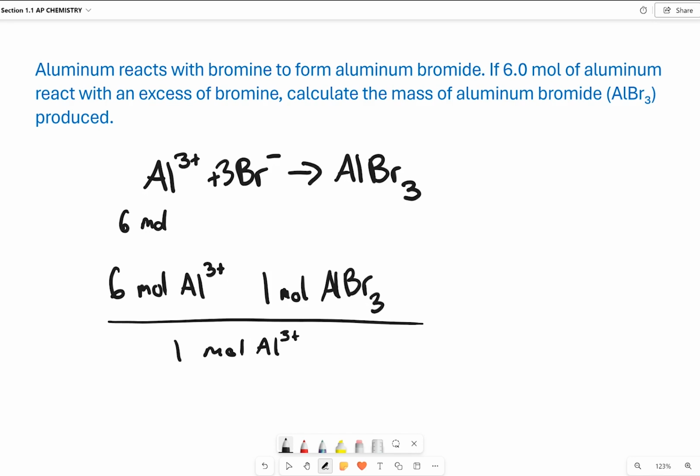So now, just thinking about this ratio, aluminum cancels out and we get the units we desire, which is moles of aluminum bromide. So now let's just do easy math. We get 6 moles of aluminum bromide.